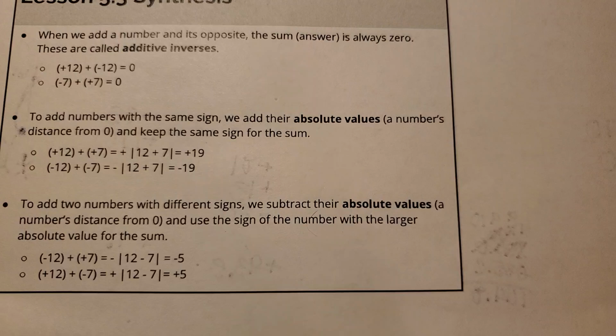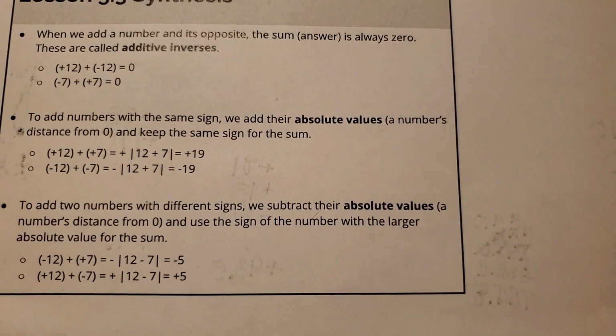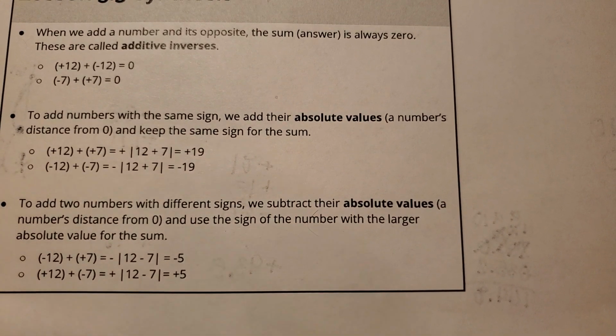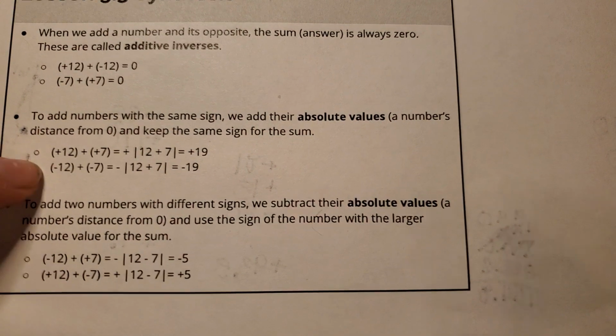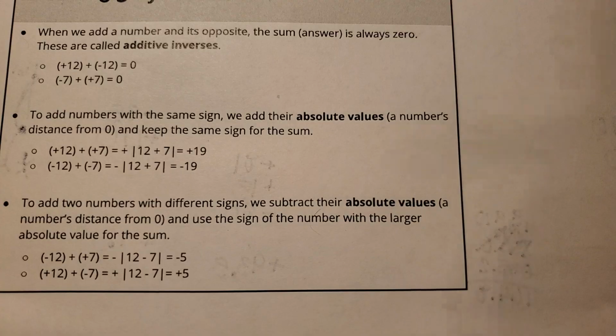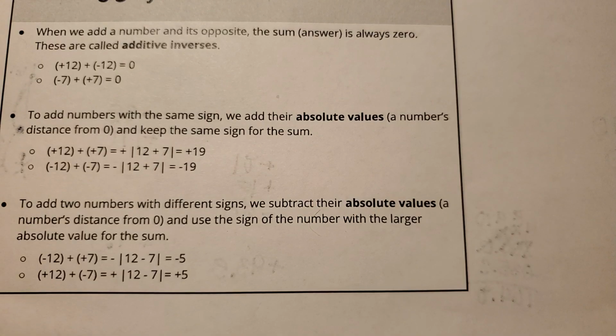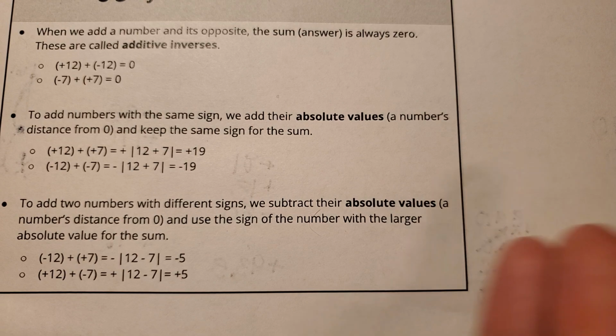Next, when we add numbers with the same sign, that means they're both positive or they are both negative, we add their absolute values. That is a number's distance away from 0. So 12 is 12 away from 0. Negative 12, again, is 12 away from 0. And then we're going to add these numbers and keep the same sign. So positive 12 plus positive 7. 12 plus 7 is 19. It's positive. Keep it as a positive. Negative 12 plus negative 9. 12 plus 9 is 21. They're both negative. Keep it a negative.